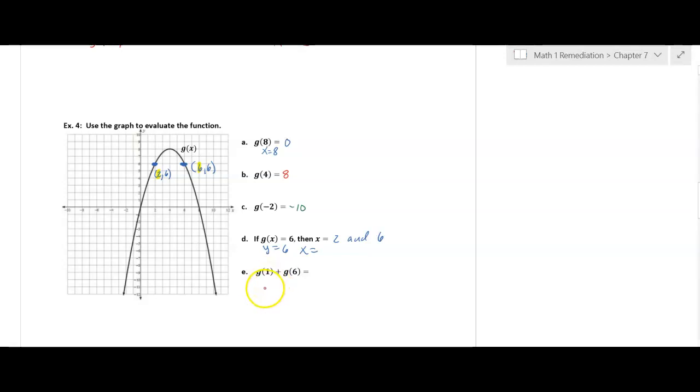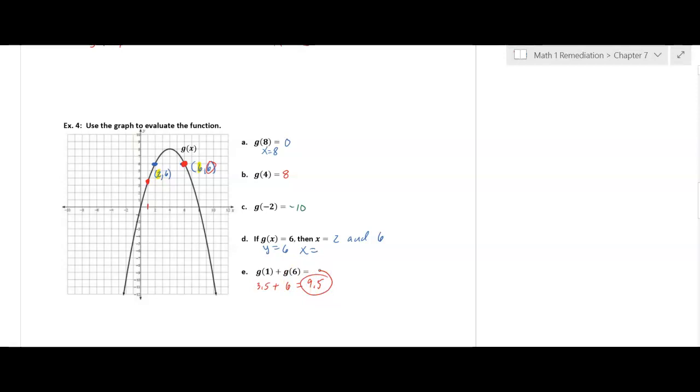And letter E, g of 1. If I go to 1 on the x-axis, and then I go up to the graph, it's not exact, so let's just say it's about 3.5 plus g of 6, which we know is going to be 6, and then 3.5 plus 6 would be about 9.5.